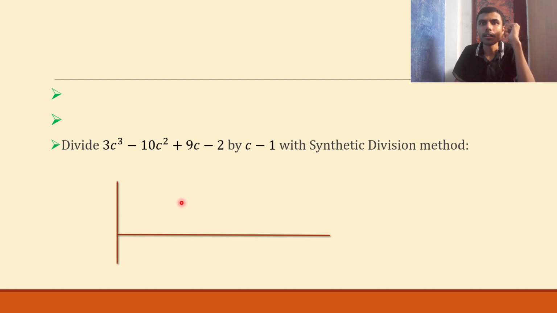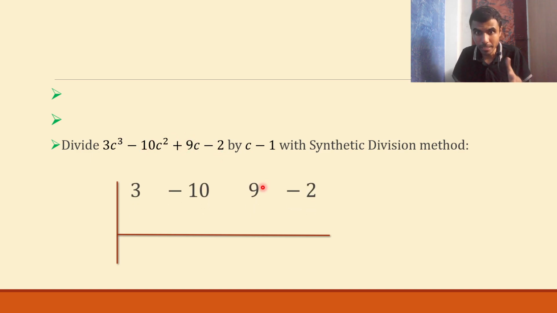Next, write down the coefficients of c cube, c square, c and the constant. What is the coefficient of c cube? 3. So 3, beside c square I have minus 10, beside c I have 9, and then minus 2. So 3, minus 10, 9 and minus 2. This is what I have.